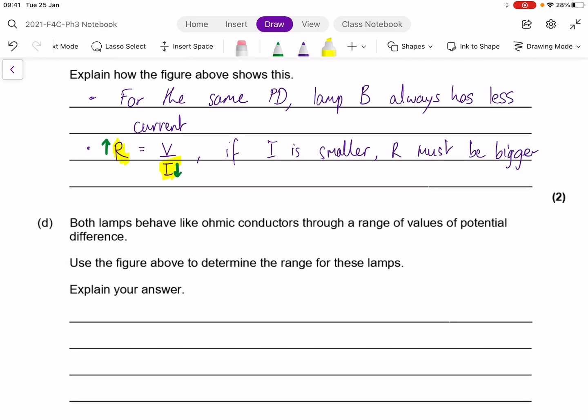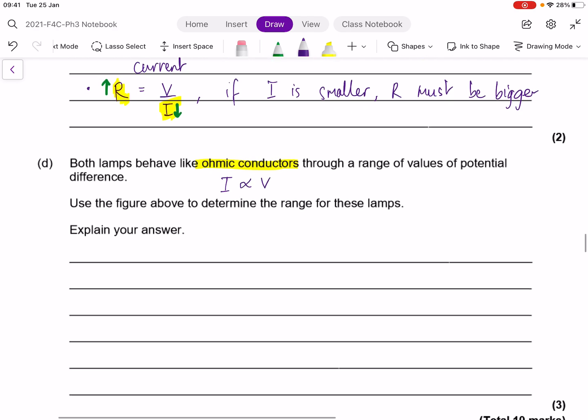Okay, next question. Both lamps behave like ohmic conductors. So what does that actually mean? Well, if it's ohmic, it means that current is directly proportional to voltage. In fact, let's write that down. Ohmic means current is directly proportional to voltage.